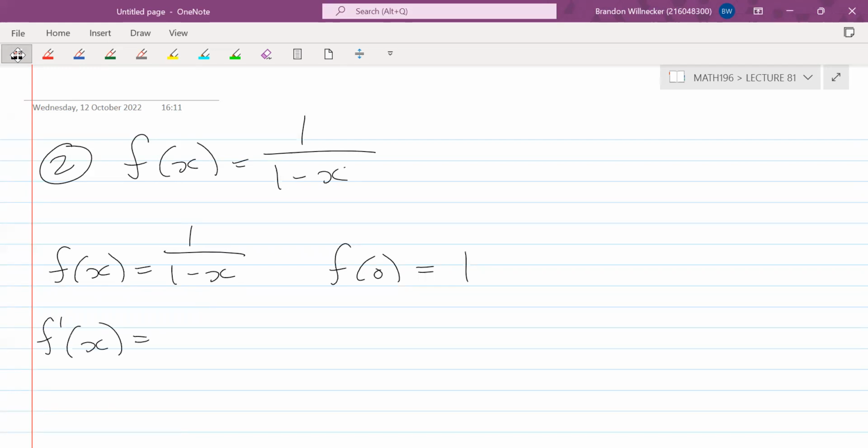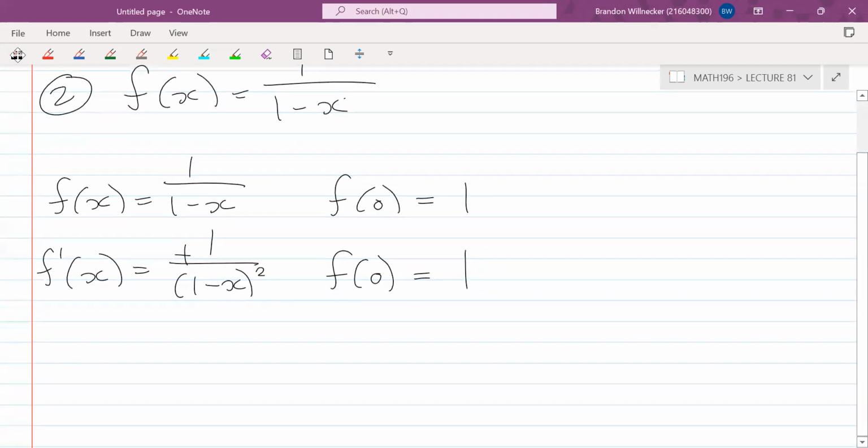Okay, what about f prime? F prime is going to be minus 1 over 1 minus x squared, but we need to use the chain rule. That gives us another factor of minus 1, so that's a plus. We can evaluate this at 0, and that's going to be 1 over 1 minus 0. That's just going to be 1 again. Okay, so it looks very similar to what we had before, but don't jump to conclusions just yet. Let's have a look at some more derivatives.